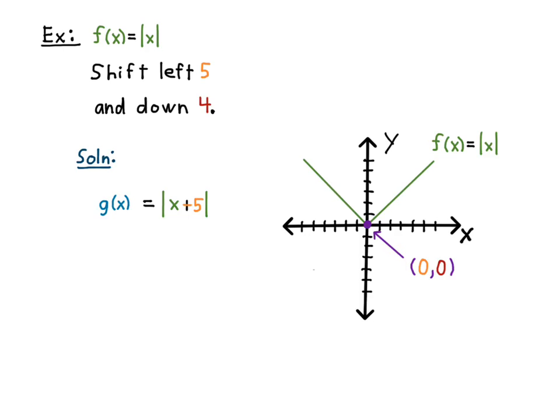So for g of x equals absolute value of x plus 5, what kind of shift is that? Well, you take x plus 5, you set it equal to 0, you get x equals minus 5. That's a shift to the left by 5, which means the vertex, which was first coordinate 0, you're subtracting 5 from that, and so you end up with first coordinate negative 5.